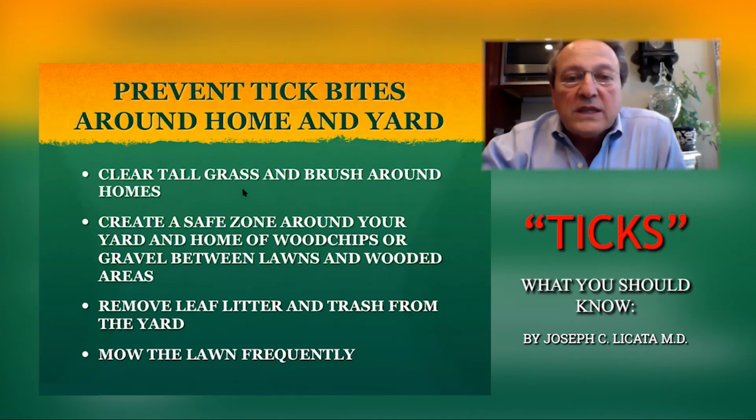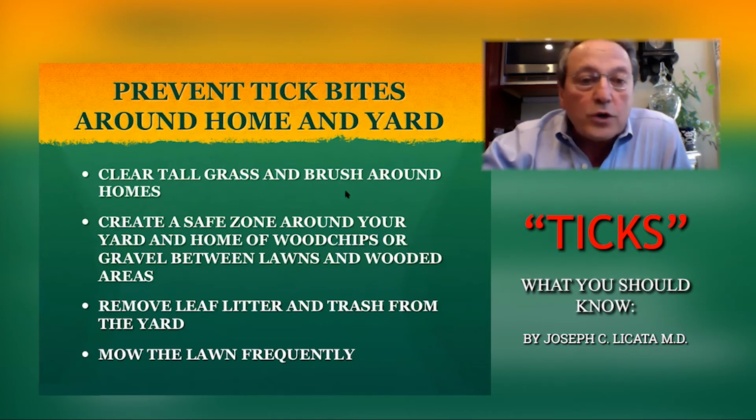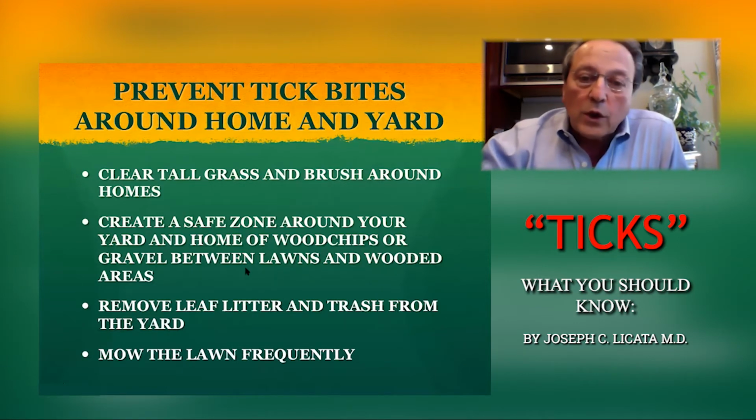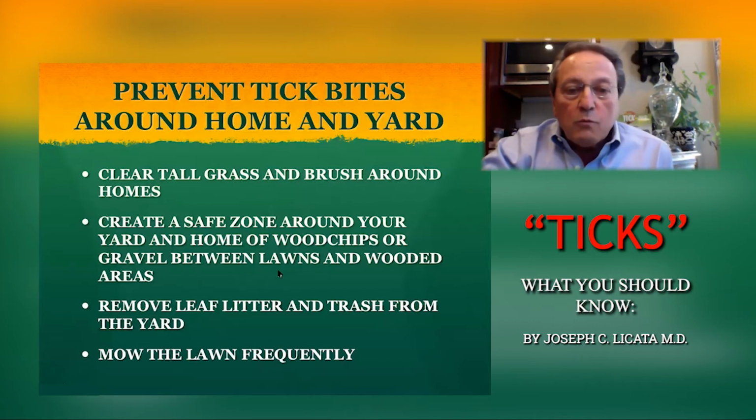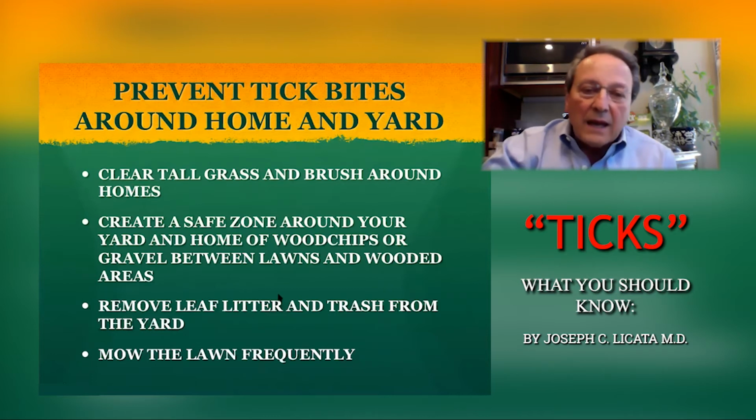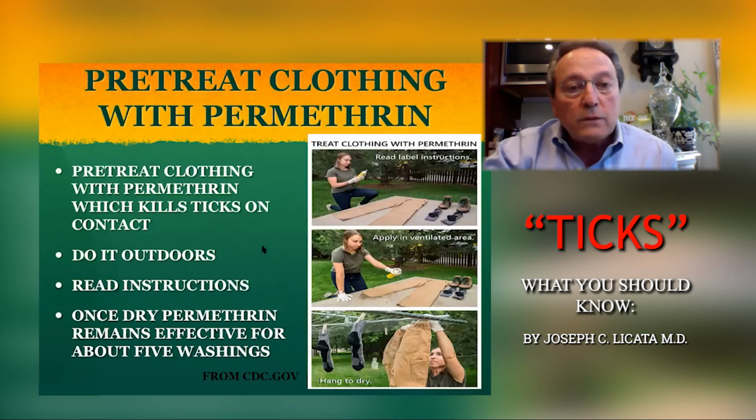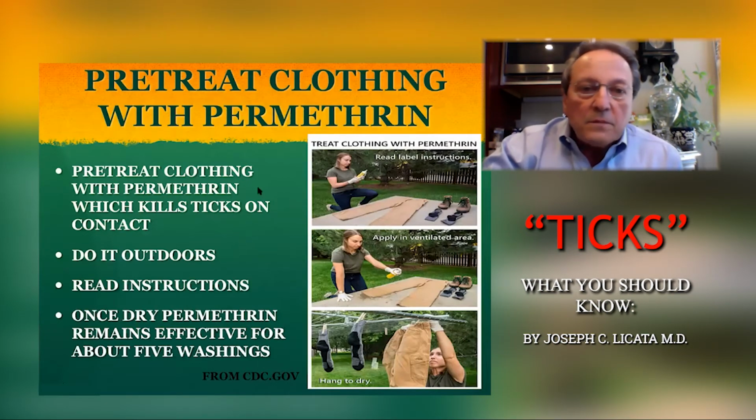You should clear tall grass and brush around the home. Create a safe zone around your yard and home with wood chips or gravel between the lawn and the wooded areas that may abut your yard. Remove the leaf litter and trash from your yard. These are areas that ticks love to be in and protects them from the elements. You should also mow the lawn frequently in an attempt to keep the grass short.